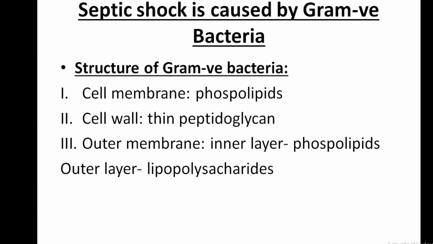Now, let's get our hands on gram-negative bacteria. First of all, let's see the structure of gram-negative bacteria from inside to outside. First thing is the cell membrane that is made up of phospholipids, and outer to the cell membrane there is a thin cell wall that is made up of peptidoglycan, and outside to the cell wall there is an additional outer membrane that has two layers. One is inner and the second one is outer layer. Inner layer is made up of phospholipids and outer layer is made up of lipopolysaccharides.